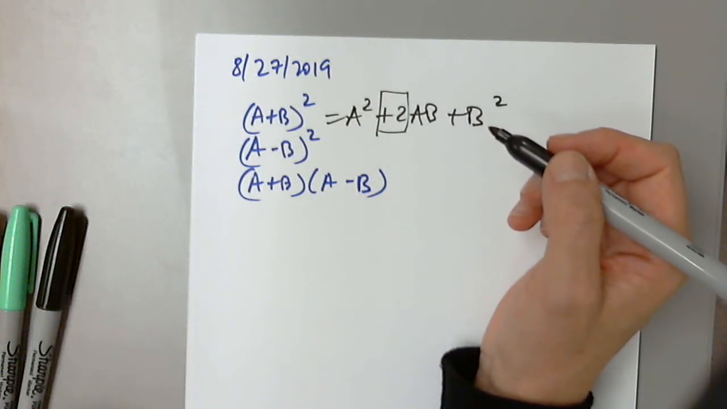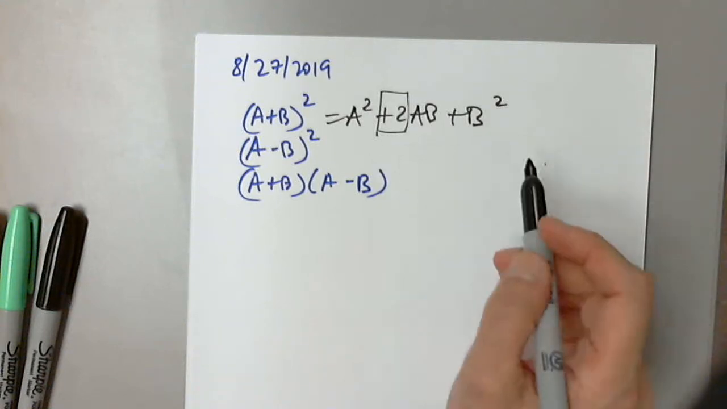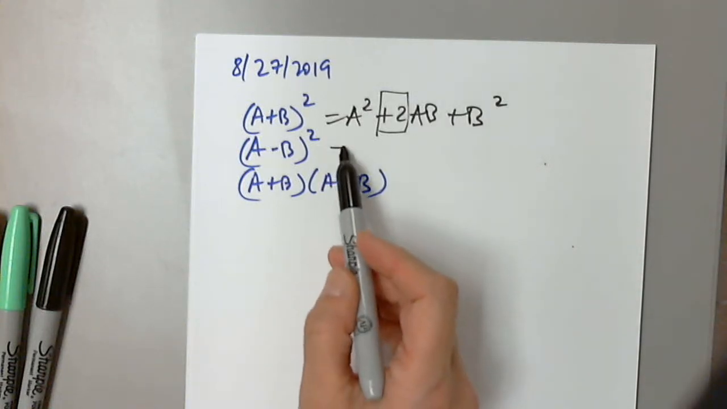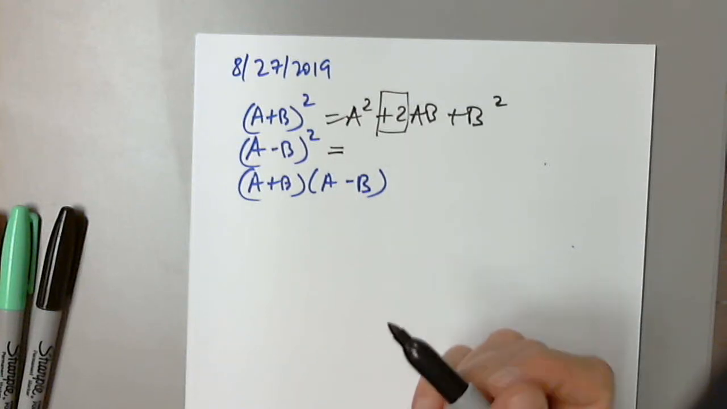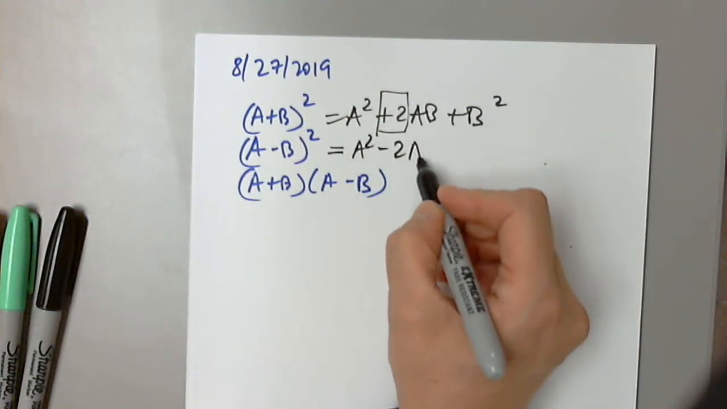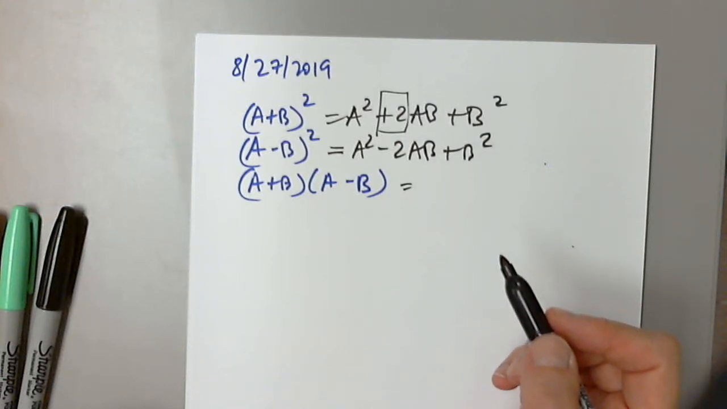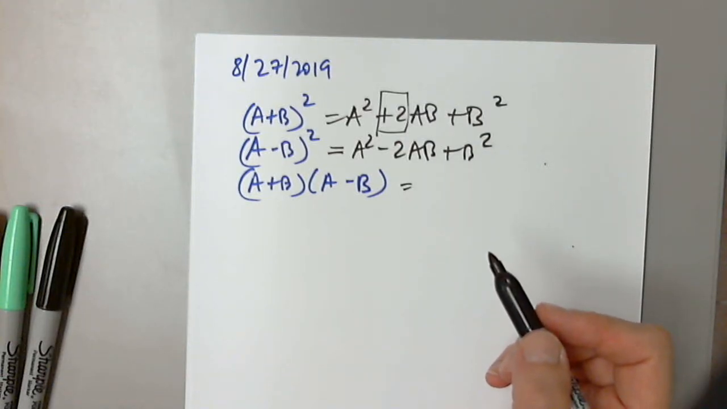Is that a yes or a no? Yes. Okay. Do I need to explain this? No. What about the other one, the next one? A squared minus 2AB plus B squared. And what about the last one? A squared minus B squared.